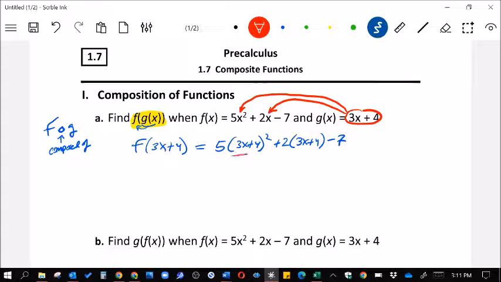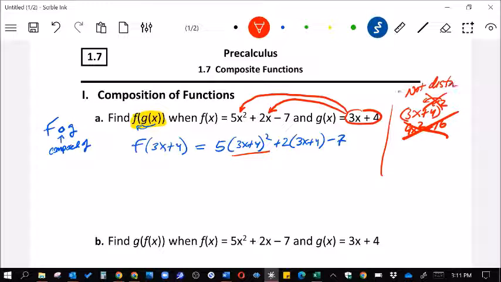And herein is the major mistake that most people make at this point. They do 3x plus 4 squared, and they think of the 2 as distributive property. They do 9x squared plus 16, but they're wrong. Don't do that. Do not distribute.